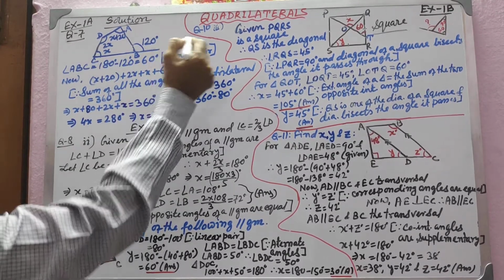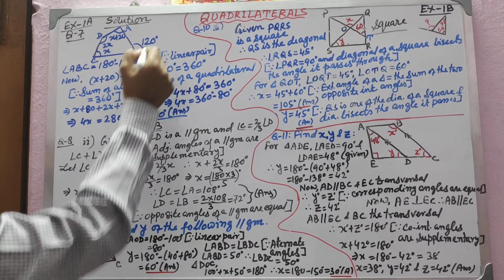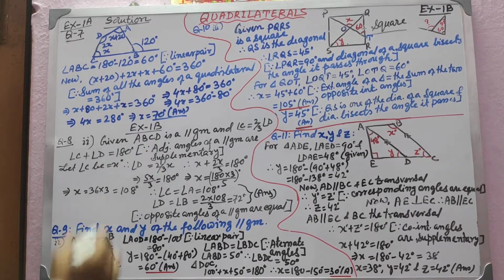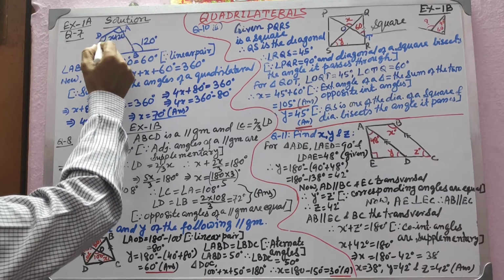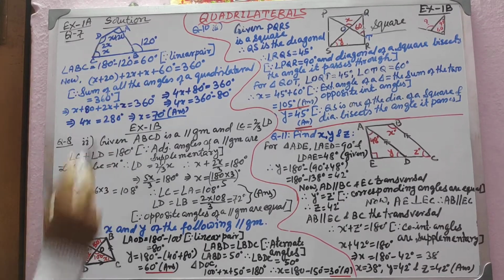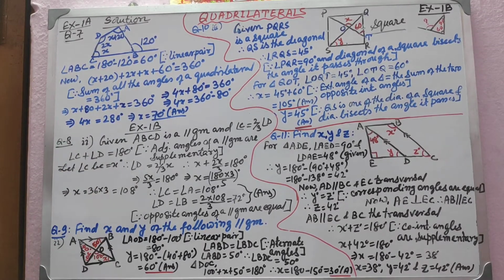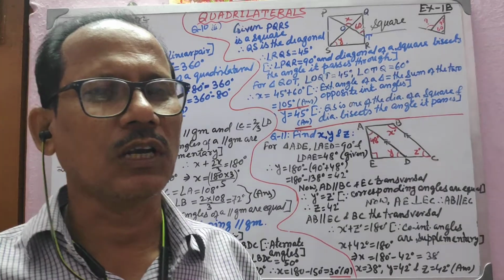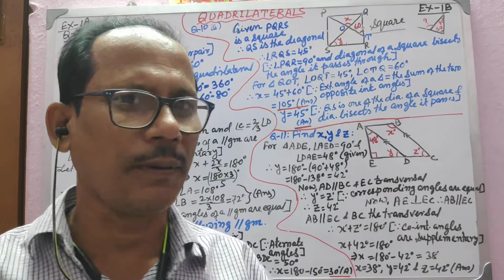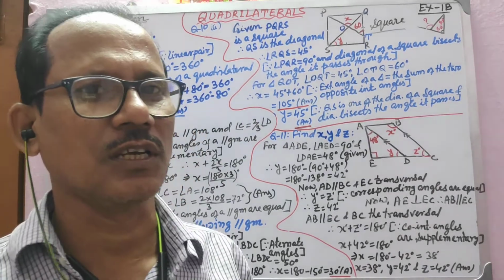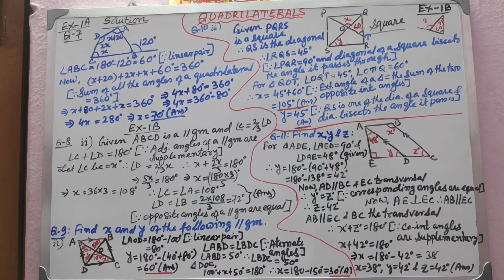This is the coordinate given to you, A, B, C, D, and CB is extended further, and this exterior angle is 120 degrees. From there, you have to find the value of x, where this angle is x plus 20, this angle is 2x, and this angle is x. See, children, the four angles of a quadrilateral together will be 360 degrees. The sum of all the interior angles of a quadrilateral is equal to 360 degrees. That principle will work out here.